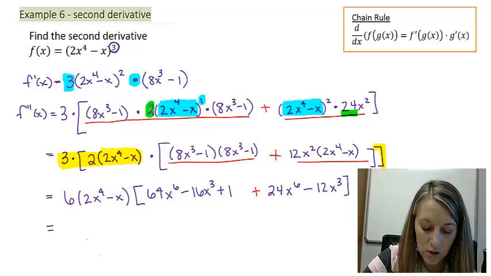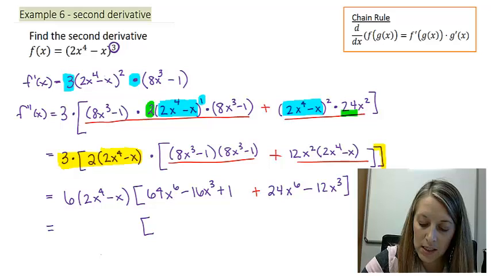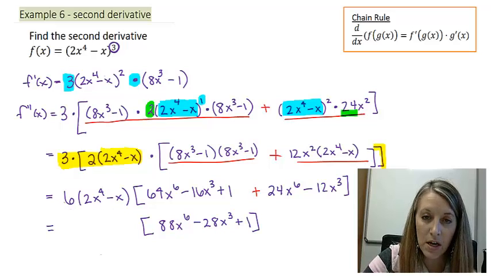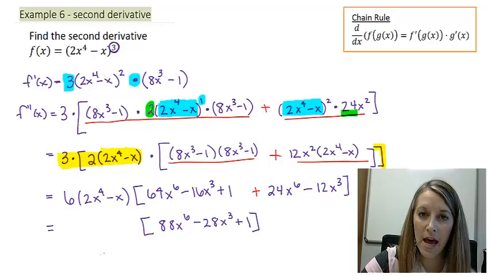And so now all I have to do is combine like terms in these brackets, and then I will be finished. 64x to the 6th plus 24x to the 6th gives me 88x to the 6th. A negative 16x cubed minus 12x cubed gives me a negative 28x cubed, and then plus 1. And then I just need to copy down this here, my 6 times this 2x to the 4th minus x.